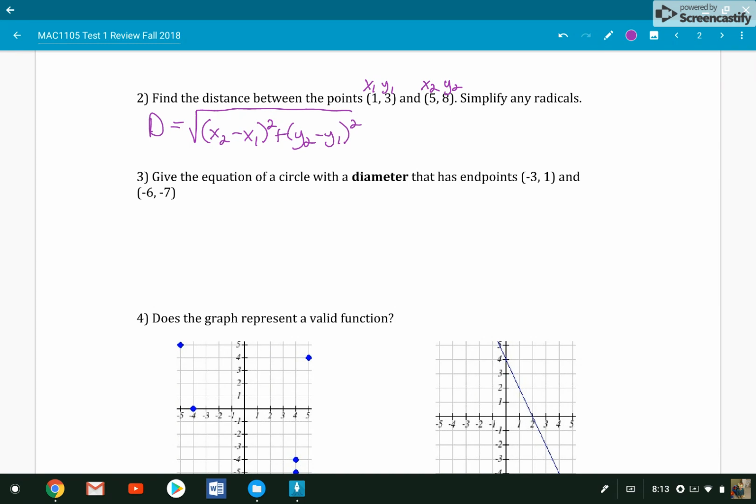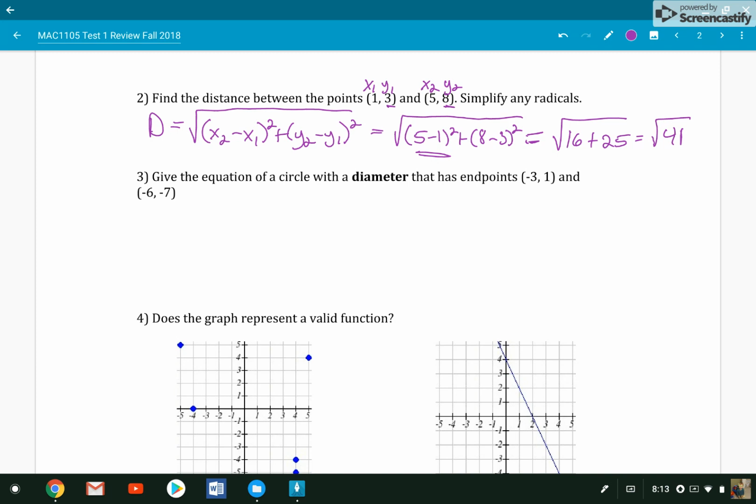And now I'll just plug in these values and simplify what I've got. So when I say x2 minus x1 squared, that's 5 minus 1 squared plus 8 minus 3 squared for y2 minus y1. If I continue on underneath my radical, doing a couple steps at once, 5 minus 1 is 4, and 4 squared gives me 16. 8 minus 3 is 5, and 5 squared gives me 25. So underneath my radical, I've got the square root of 41.